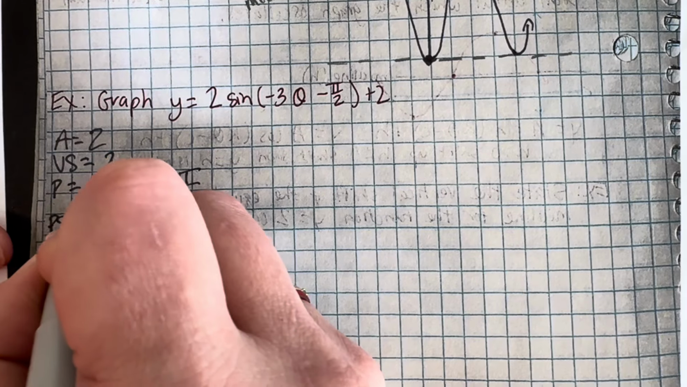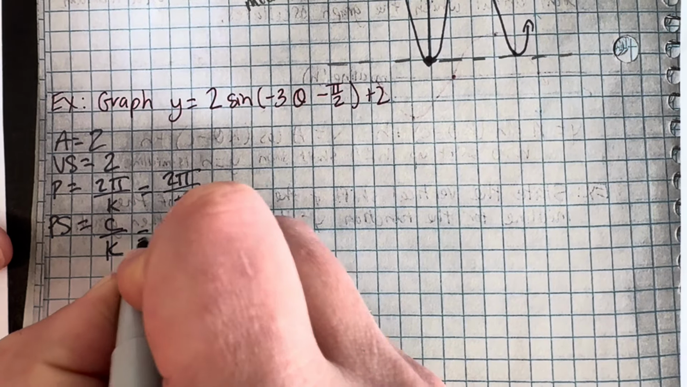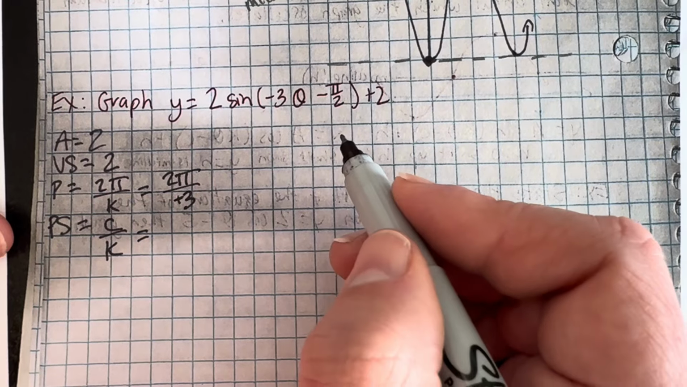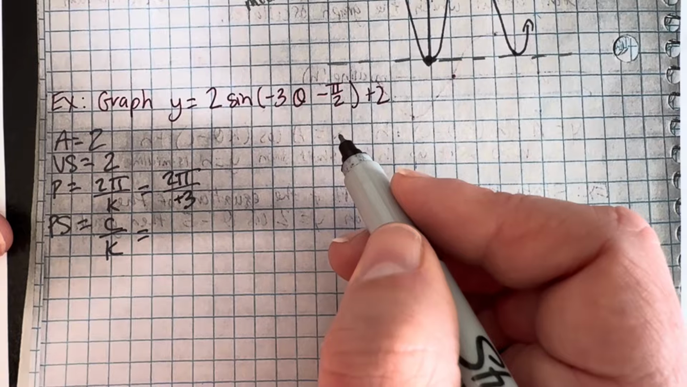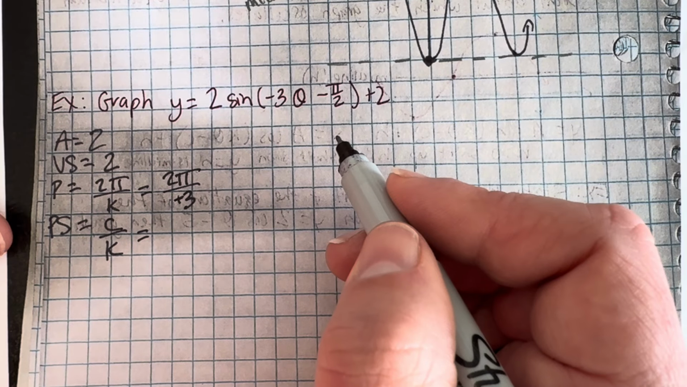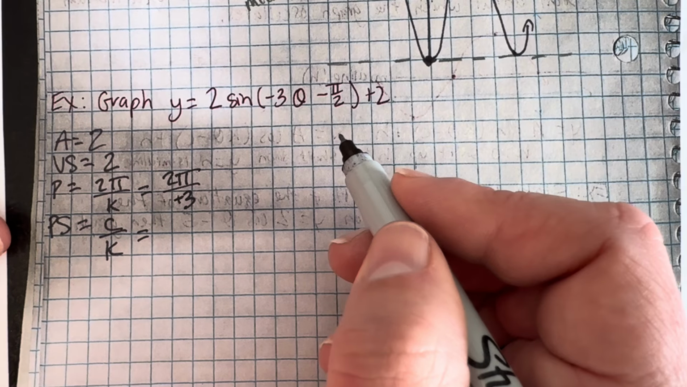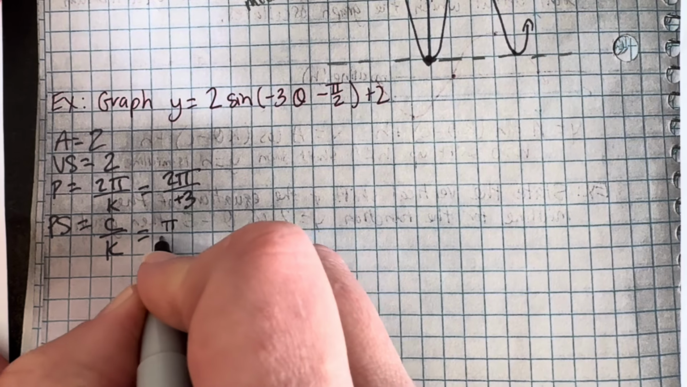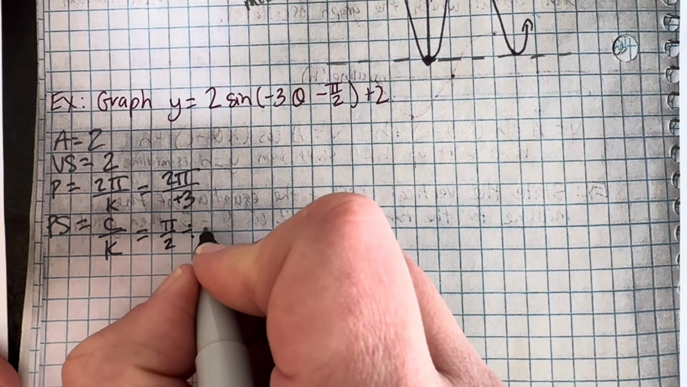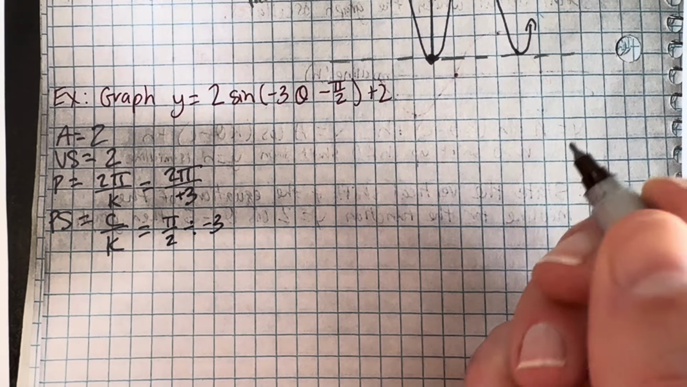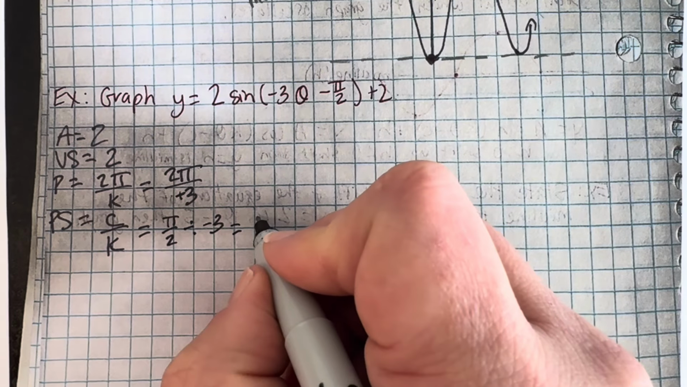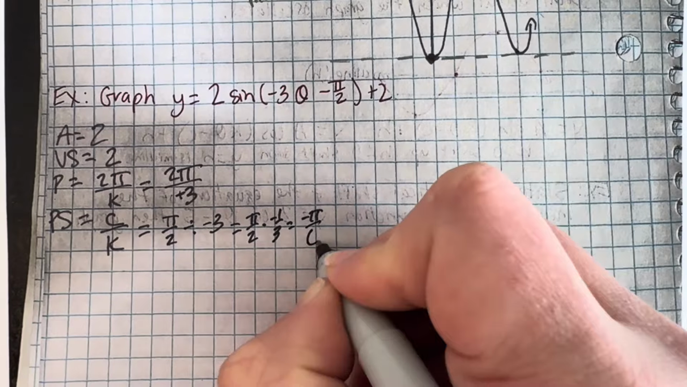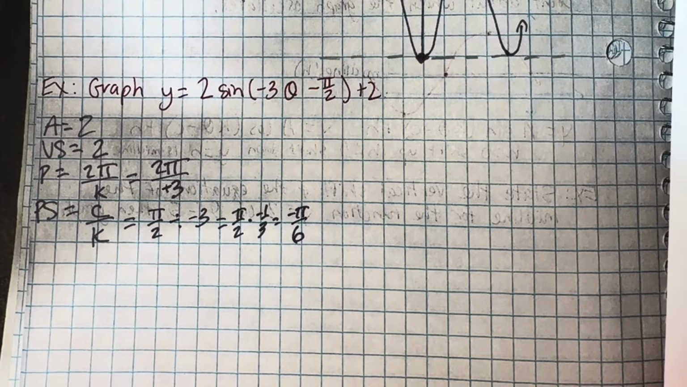And then the last one is our phase shift, and that is equal to c over k. That negative will matter in the c over k. So it's going to be pi over 2 divided by k, which is negative 3. So that's going to be pi over 2 times negative 1/3, or negative pi over 6. That's going to be my phase shift.